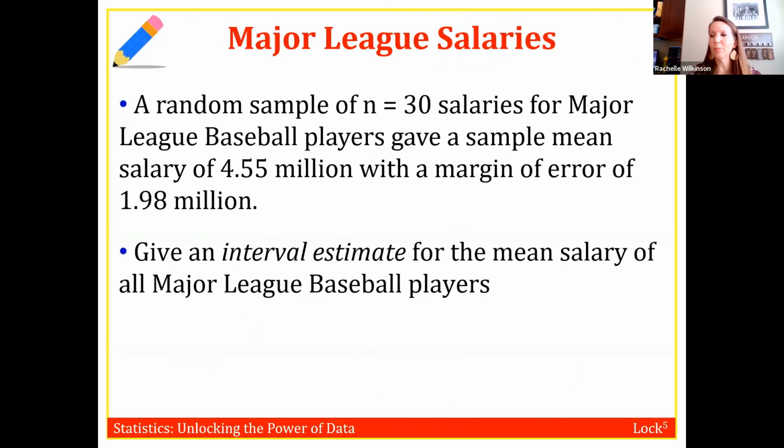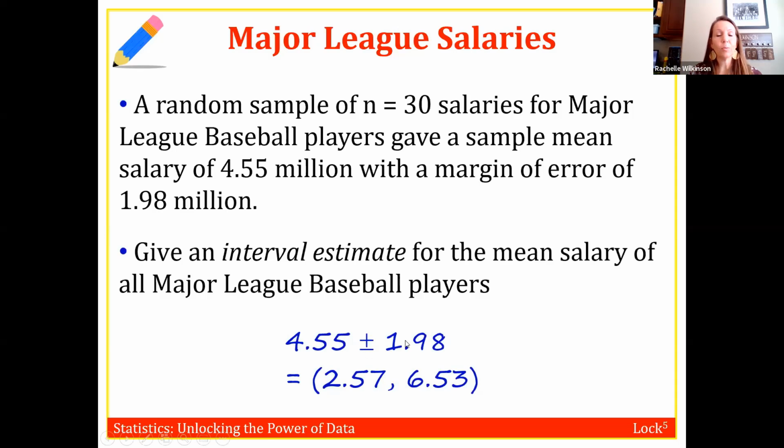All right, so what kind of numbers did you get for your interval estimate, your confidence interval? We take that 4.55, we subtract 1.98, that gives us 2.57. Then separately, we take 4.55 plus 1.98, and that gives us 6.53. So we're saying, hey, we're pretty sure that the mean salary for all Major League Baseball players is somewhere between 2.57 million and 6.53 million.